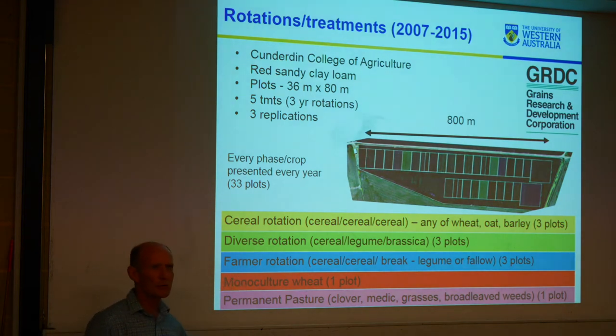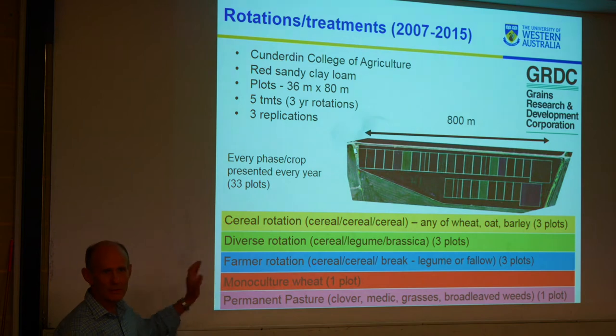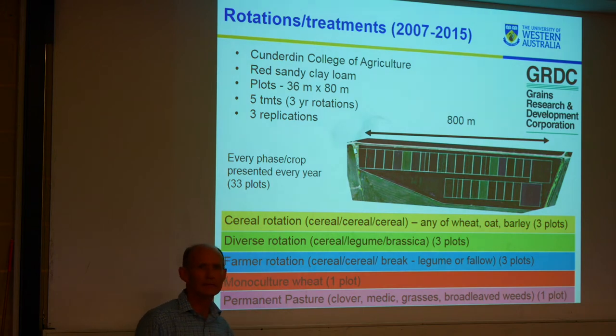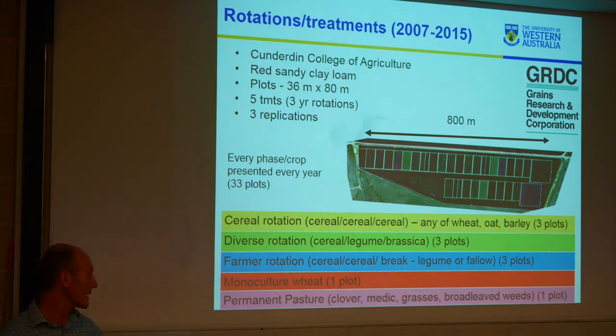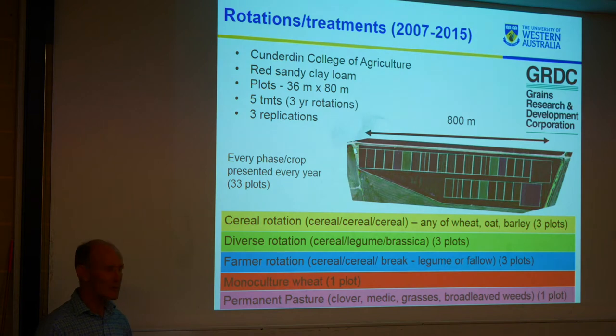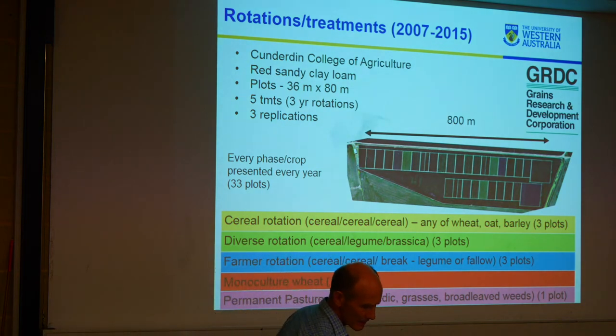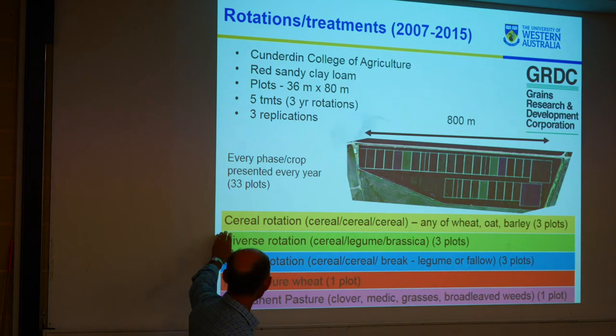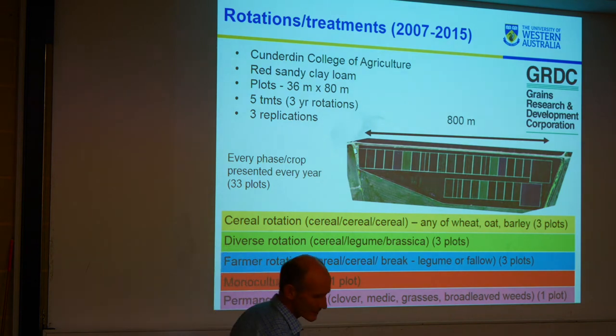Then we have two control plots: a monoculture wheat, so continuous wheat, and then permanent pasture. In that permanent pasture, we seeded subterranean clover. I think we started off with Dalkeith, and then a couple of years later we seeded some medic and also Nungarin clover. And then we've got ryegrass, other grasses in there, barley grass, and some broadleaf weeds as well. So it's a mixture. It has quite strong legume in there, but it's a mixture of grasses, broadleaf weeds and legumes. So those are the five treatments: cereal, diverse, farmer, monoculture, and the pasture.